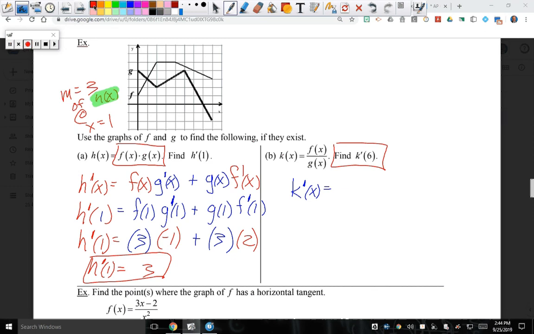F of x. Wait. Limit or not? Not a limit. So quotient order matters, right? Because I'm subtracting. So here we go. Denominator first. So low, d high: f prime of x, minus high, f of x, times d low, g prime of x. Low d high minus high d low, over g of x squared.